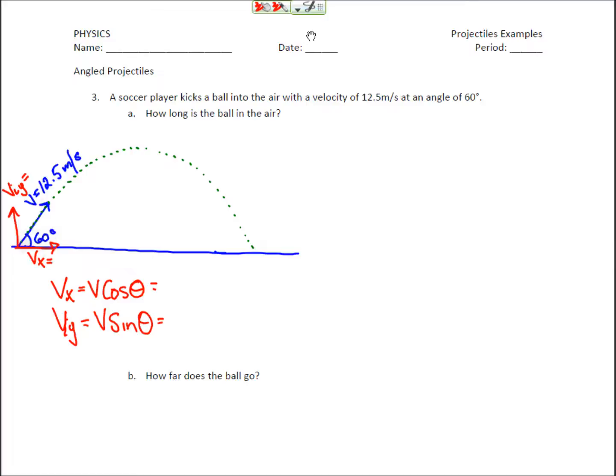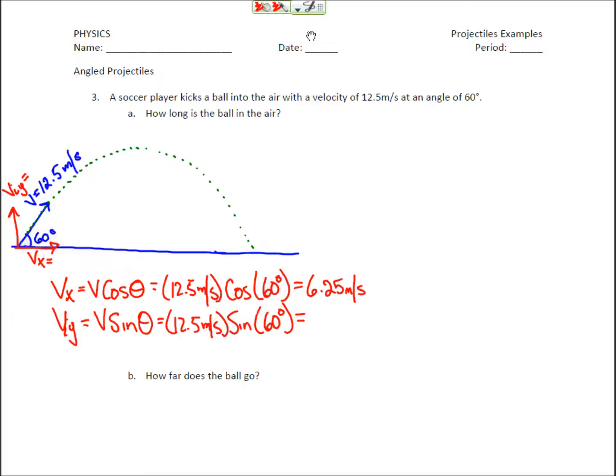So we're going to take our velocity of 12.5 meters per second and multiply it by the cosine and sine of 60 degrees to get our two components. So I take my 12.5 meters per second times the cosine of my 60 degrees, and then I'm going to do my 12.5 meters per second times the sine of my 60 degrees. Now this is going to give me my two components of my velocities. So when I punch these in, I'm going to get two answers. My first answer for the horizontal component is 6.25 meters per second. And when I punch this into my calculator for the vertical component, I'm going to get 10.83 meters per second. All right, so these are my horizontal and vertical components of my velocities.